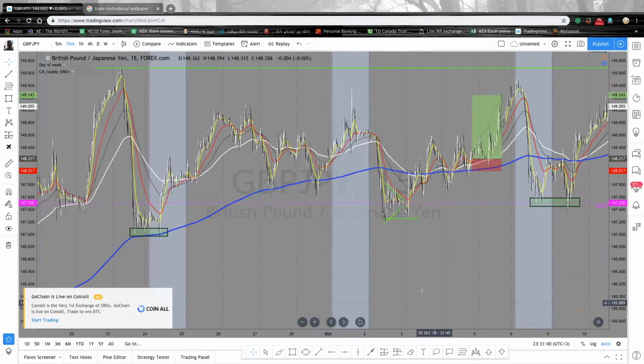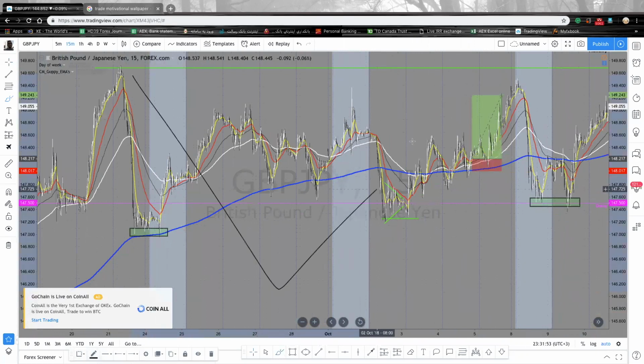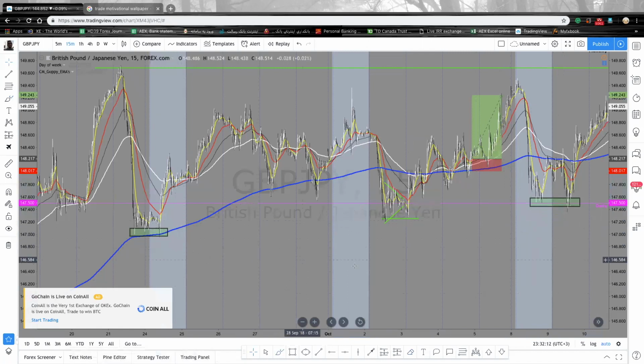And let's go back to the macro view. That's a giant W right here in the higher time frame. Let me make this black. That's a W from this high, from this low and this low. So let me clean this a little bit.